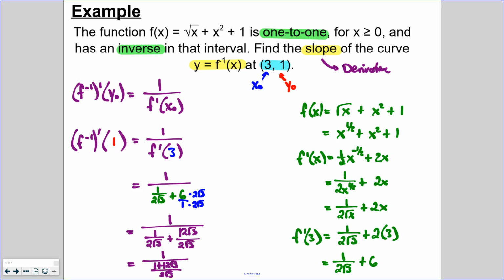And then we can use the trick we talked about in the last problem. Since we have a fraction in the denominator, we can take that denominator and just multiply it to the top, giving us a final answer of 2 radical 3 over 1 plus 12 radical 3. And this is the slope of the inverse at the point (3, 1). And all right, folks, that is it. That is finding an inverse derivative function value for a square root function.